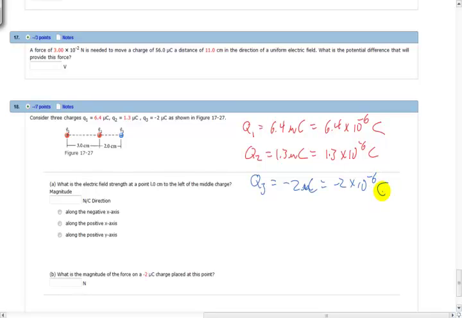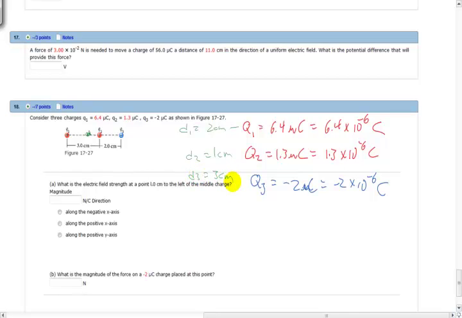Okay, and then the question is, what's the electric field strength at a point 1 centimeter to the left of the middle charge here? We're trying to figure out what the field would look like at exactly this point right here. The tricky thing is each of these charges is a different distance from this point. If this is 3 centimeters altogether from Q1 to the middle charge, that'll just be a difference of 2 centimeters. So the distance for Q1, D1, is 2 centimeters. For Q2, it's just 1 centimeter away. And for the last one, if this is 2 centimeters and this is 1 centimeter, then D3 is going to be 3 centimeters altogether.